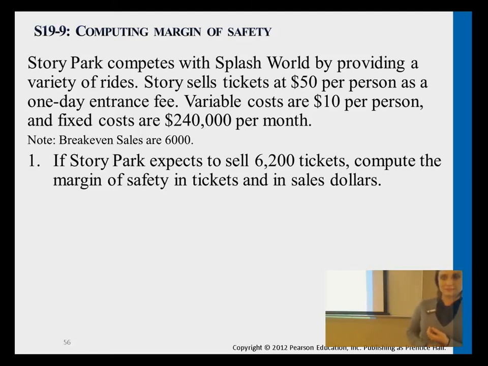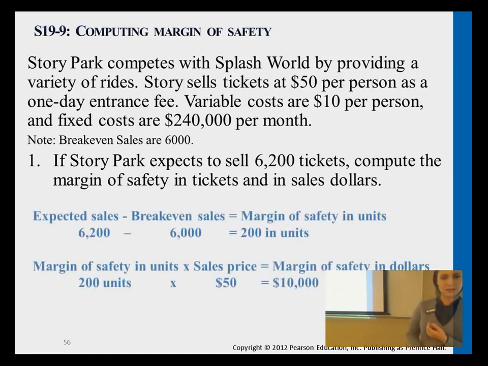Okay? Margin of safety in dollars is going to be 200 units multiplied by the sales price, and that's going to be $10,000. So it's very easy to calculate your margin of safety. The break-even sales are not always going to be given. In this case, I gave it to you, but if you need to calculate them, you know how, right? We just calculated them before with that huge formula.